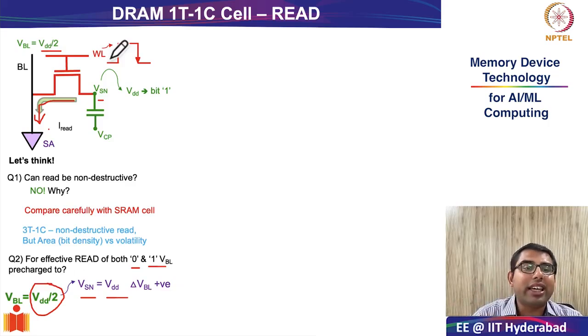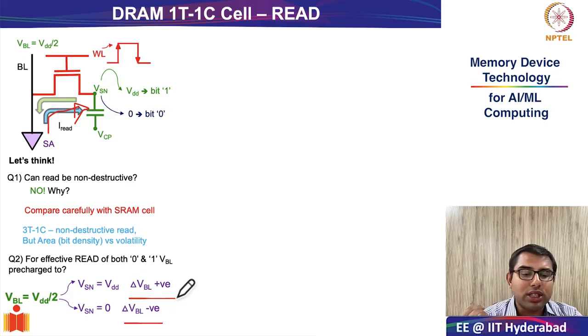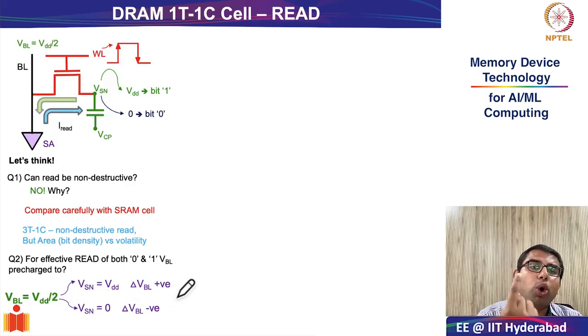And the opposite is the case when VSN is equal to 0. By the same logic, the potential is now higher at the bit line side compared to the storage node, and so the read current will flow into the storage node. As the read current flows into the storage node, there will be a negative change in the bit line, whereas for the other case there will be a positive change in the bit line.